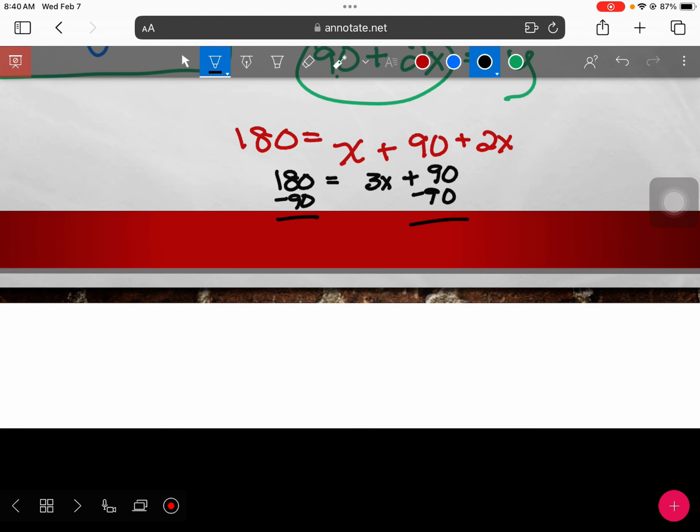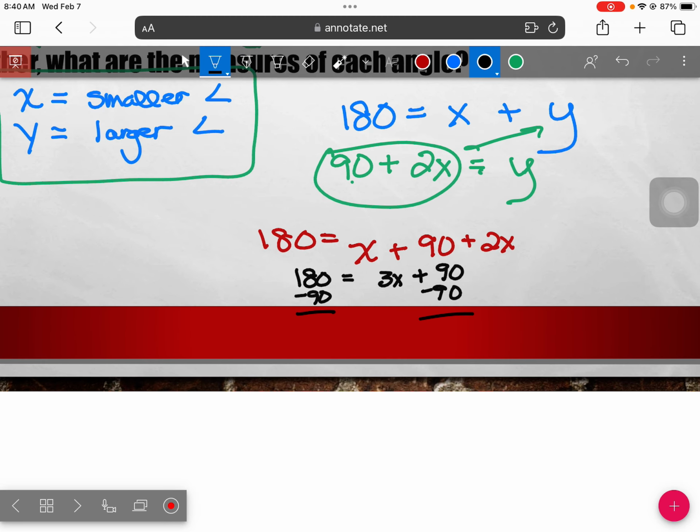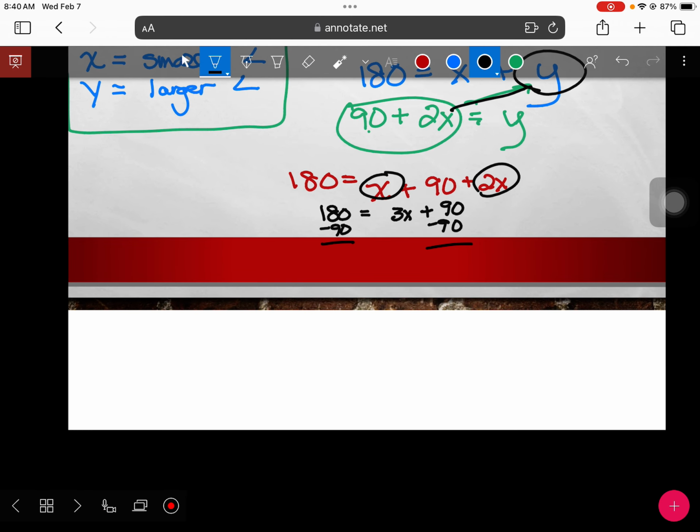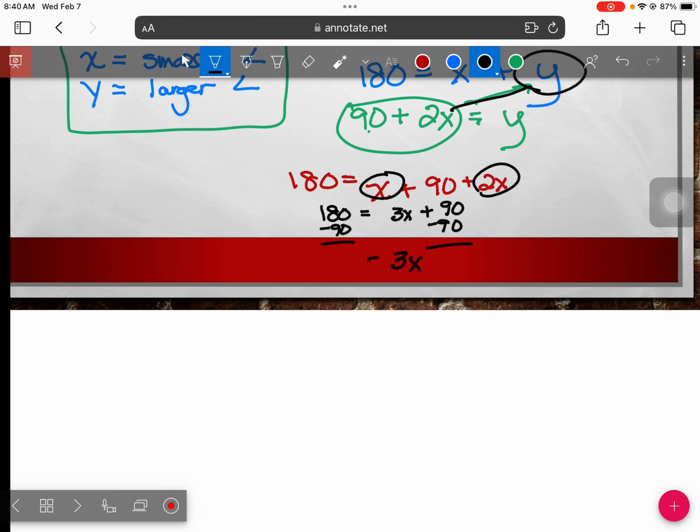Slow down. Do you see where I substituted it in for y? So 180 equals x plus 90 plus 2x. I'm simplifying the x and the 2x to be 3x plus 90. Subtract 90 so we can try to isolate the x. 3x is equal to 90 itself. So divide by 3, and x is equal to 30.